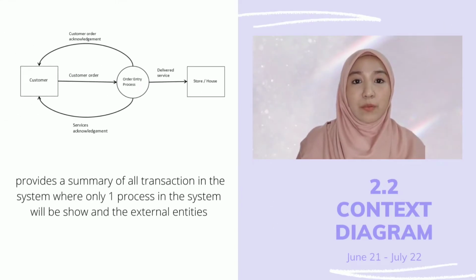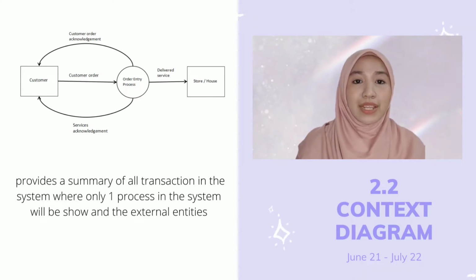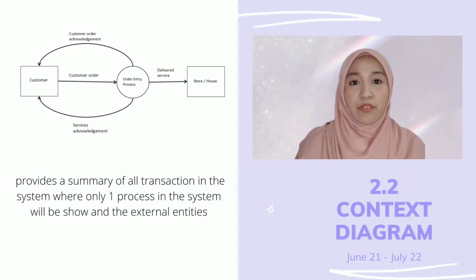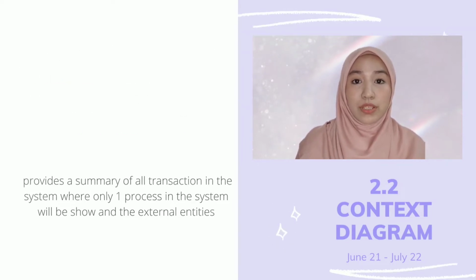First is the context diagram. The context diagram just provides a summary of all transactions in the system, where only one process in the system will be shown, along with the external entities. As below, the diagram just shows the order entry process in the system for the customer, and it will be delivered to the customer at the house or at the store itself after confirmation by the customer about the order.